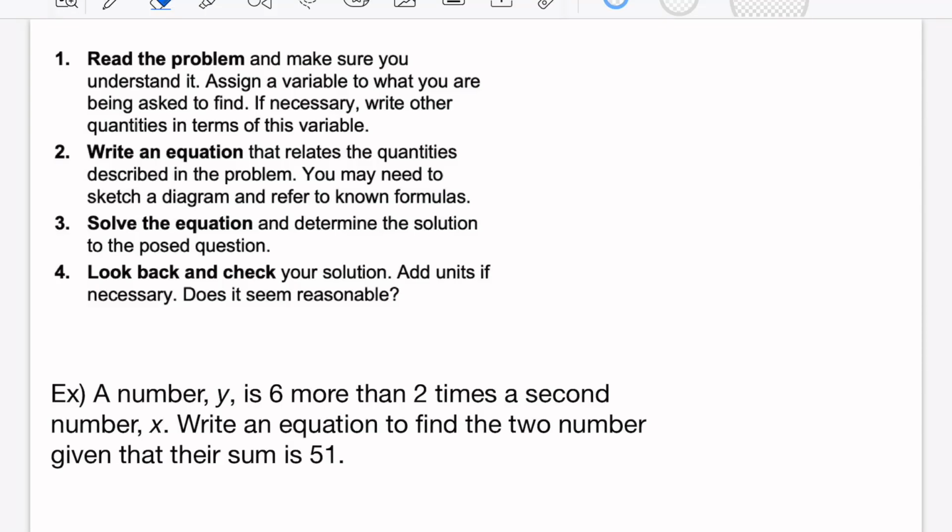In this video, we're going to go over section 1.6 of our textbook, which goes over applications of linear equations. We're going to follow this four-step process. First, we'll read the problem and make sure we understand it, and assign a variable to what we're being asked to find. Then we'll write an equation that will relate the quantities that we're given. Then we will solve the equation like how we've been seeing it in the last couple videos. And lastly, we'll look back and make sure that what we got seems reasonable.